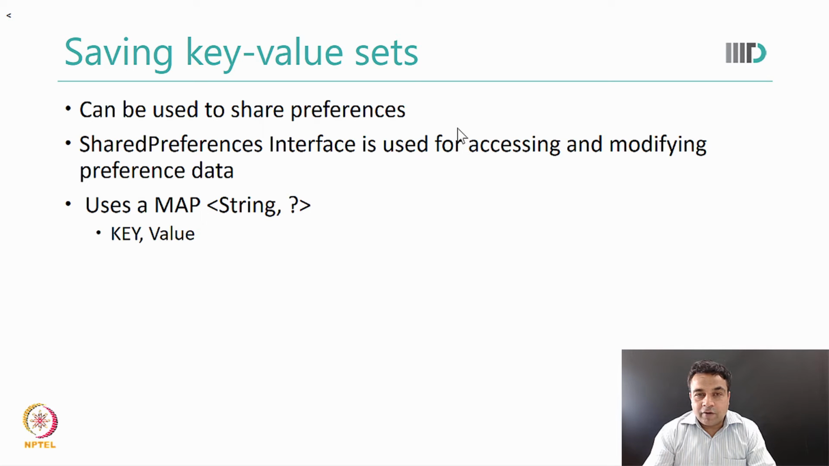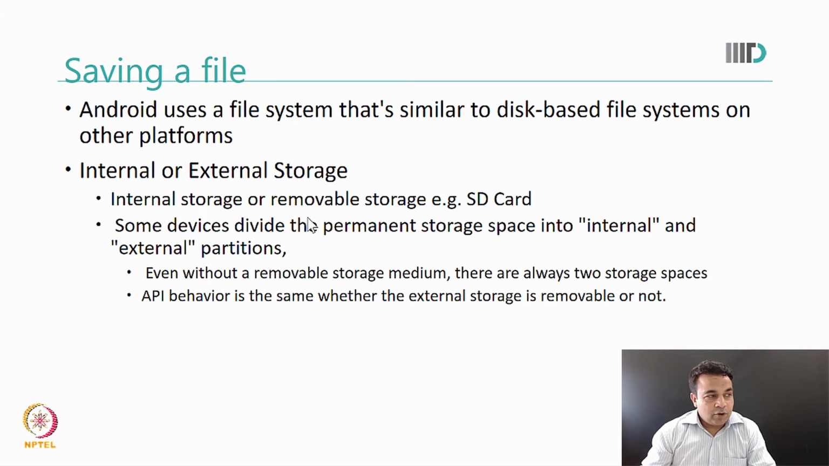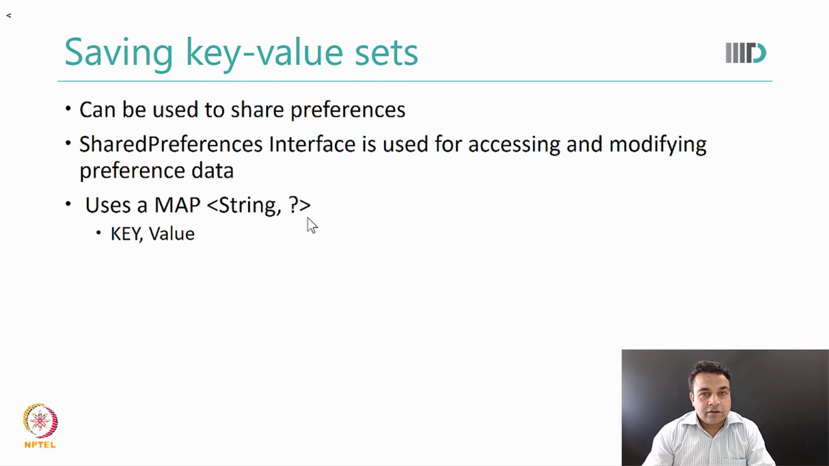Android provides you a very simple way to save this data by preferences. It is nothing but a key value set. So internally it uses a map. From Java, you know what a map is. In this case, this map has a key of type string, and then the value could be of any other type. Using this map, the values are stored, and then using the key, the values are retrieved. So this is the simplest possible way of storing some data in Android. Let us quickly see an example on how it is done.